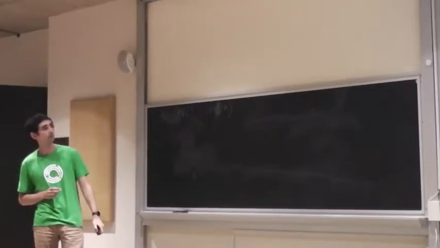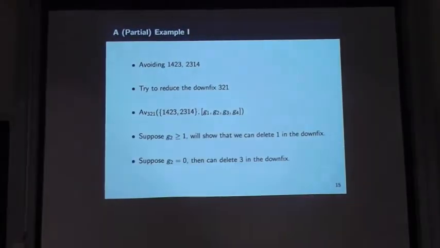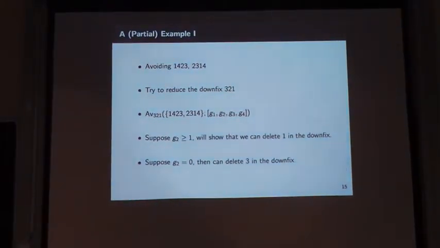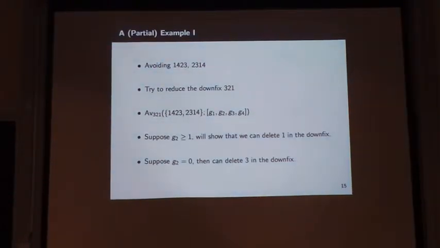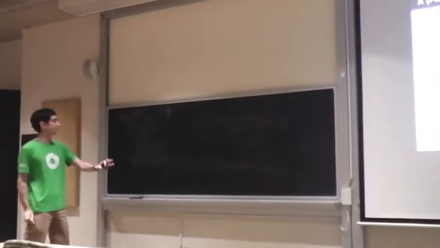All right, so what I'm going to do is consider two cases. Let me actually write out the down fix first. So here's my down fix: 3, 2, 1. My first case is going to be when G2, so here's G2, is greater than or equal to 1. And then I'll also consider when G2 is 0. So when there's guaranteed to be something in here, and when there's guaranteed to be nothing in here.